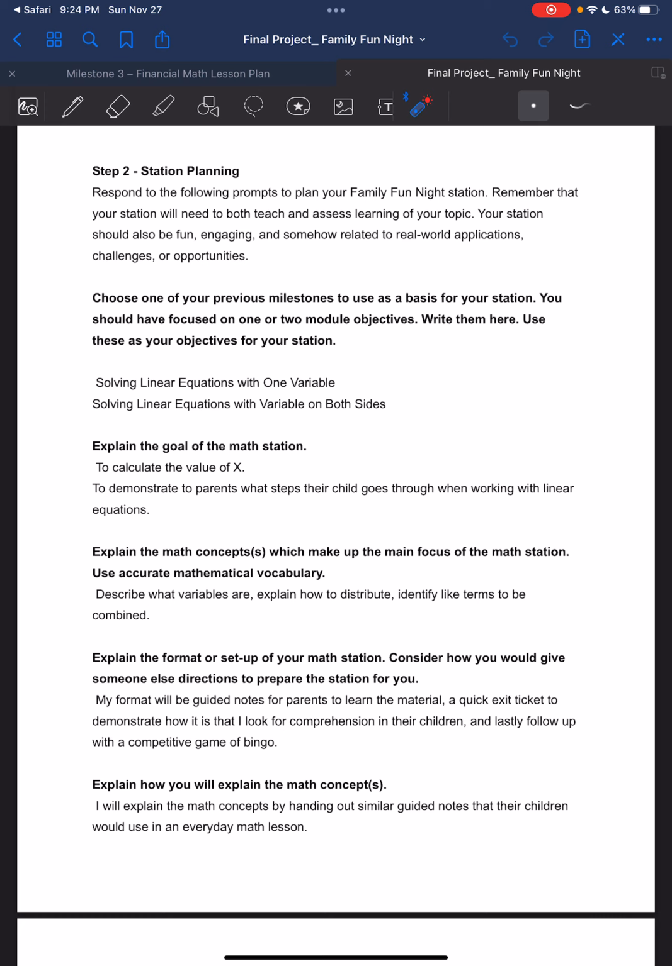The format or the setup of my math station was I created guided notes for parents to learn the material and a quick exit ticket to demonstrate how I look for comprehension in their children. Lastly, I followed up with a competitive game of bingo. How will I explain the math concepts? I will explain the math concepts by handing out similar guided notes that their children would use in an everyday math lesson.